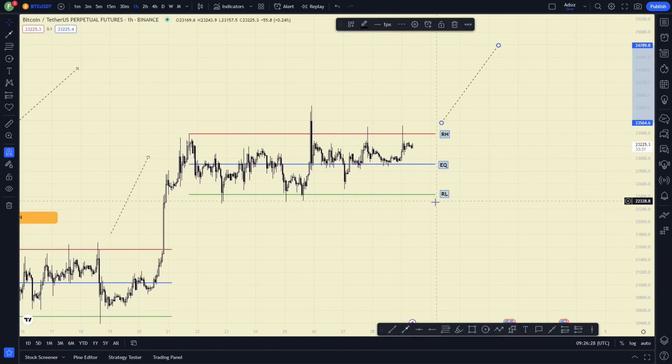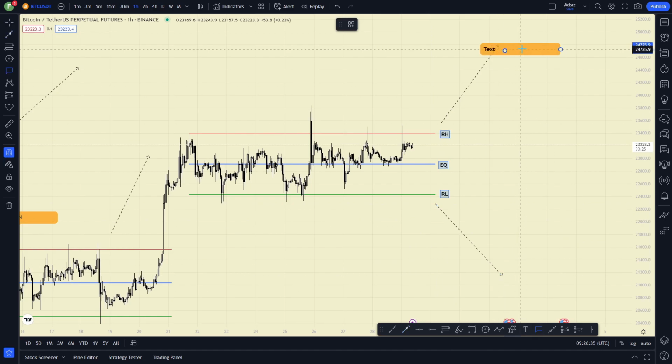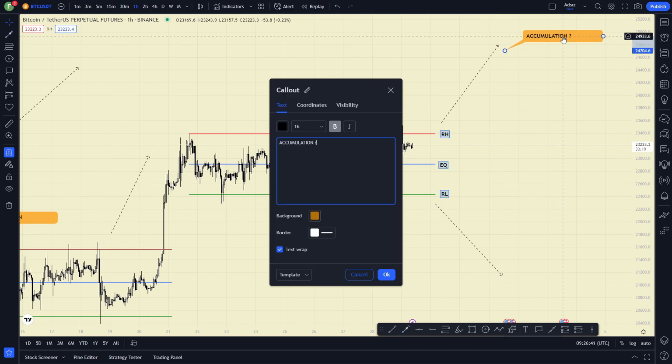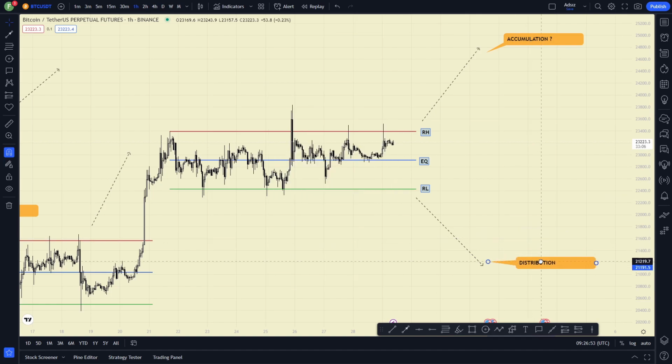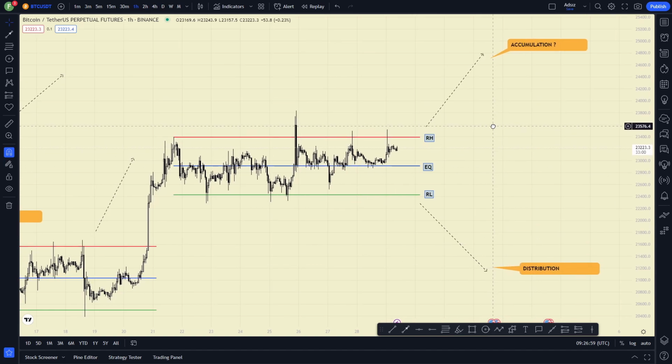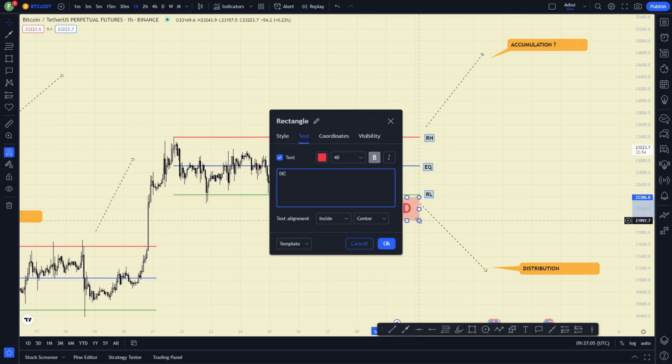Now we must ask ourselves, will this consolidation be accumulation or distribution? Based on the area that the range we drew has broken out, we can predict this. However, you should always keep the possibility of deviation in mind.